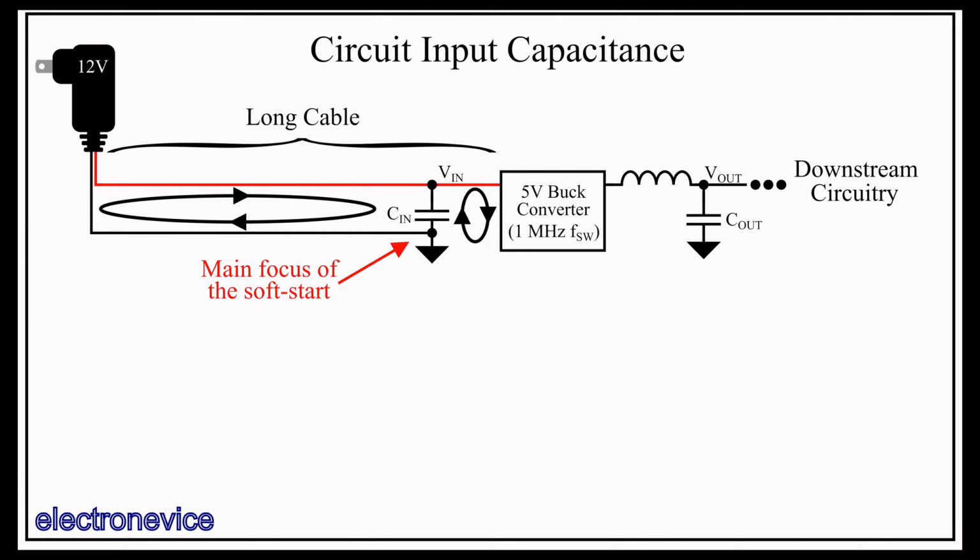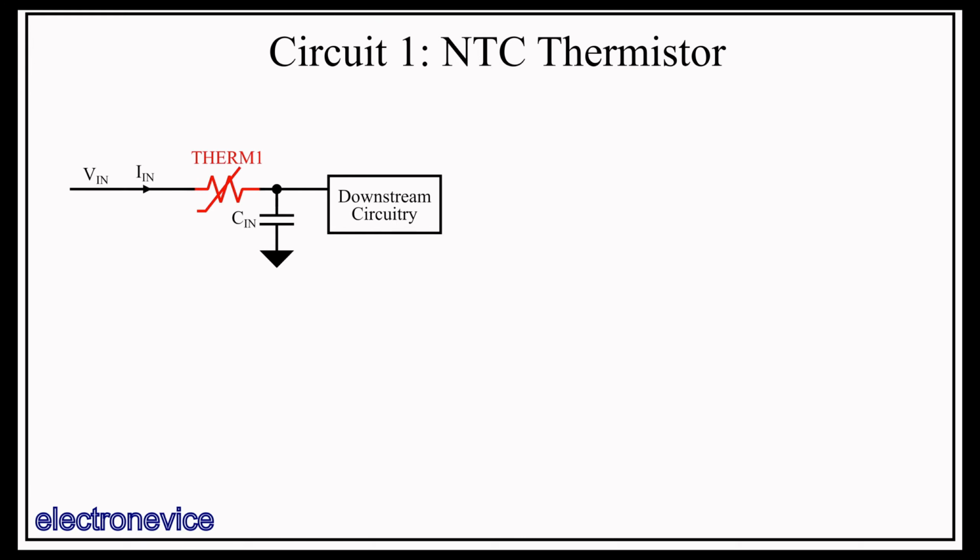So now that we've shown why soft start circuits are necessary in most large systems, let's go over the 3 design architectures I've selected for this video. The first soft start circuit we'll talk about is the simplest version, which consists of just using a negative temperature coefficient, or NTC, thermistor in series with the voltage input. This is such a common way of dealing with the soft start problem that there are many inrush current limiting thermistors designed specifically for this purpose.